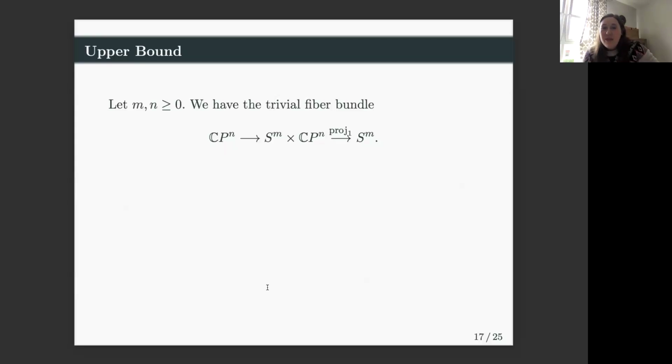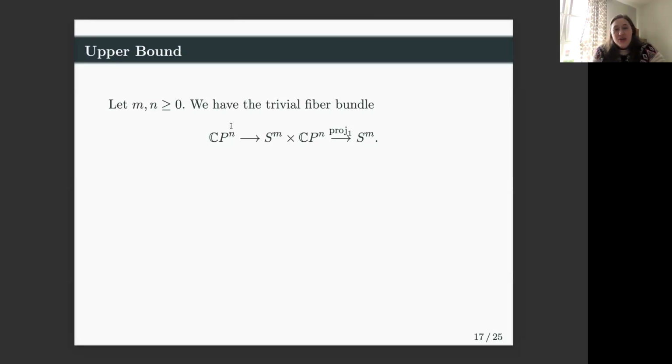I'll quickly tell you about the upper bound. So that's the lower bound. We explicitly constructed some line fields on the Wall manifold. And now we want to see that that's the maximum number that we can get. The upper bound is actually really, we're lucky that it's very simple.